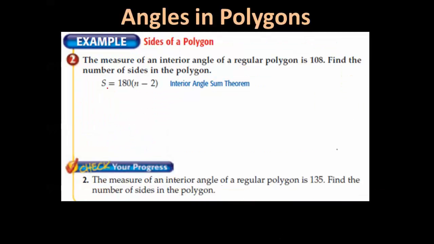You have to remember that whenever you're working with the measure of one interior angle, in this case 108, you're going to have to multiply that by n, because we don't know how many sides it has. So you have to include that n with your 108. And then you go ahead and do your math, distribute your 180, and then I'm going to get my n's on the same side.